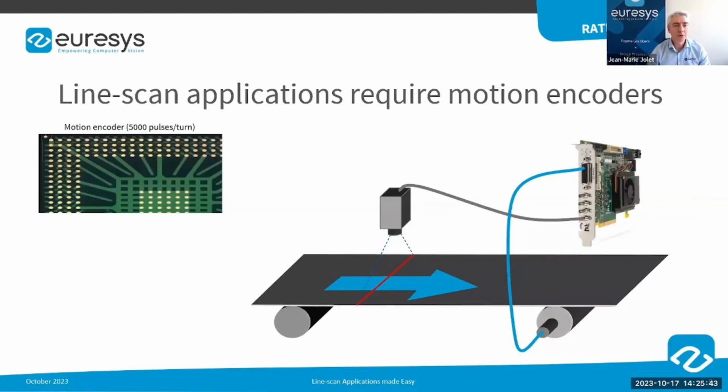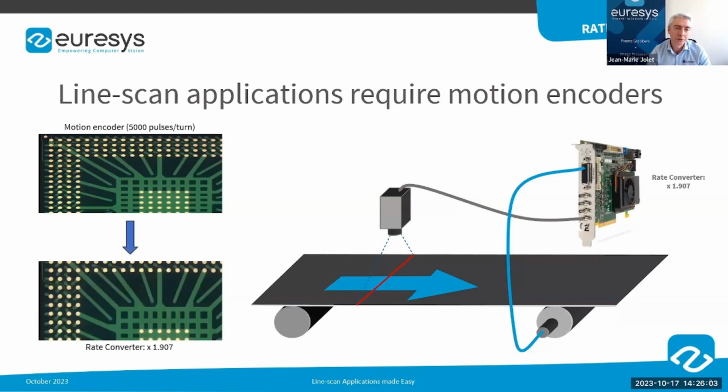Back to our example, the encoder that we have here provides 5,000 pulses per revolution, while 9,537 pulses are required to achieve square pixels. Then in this case, it means that we just need to configure the rate converter to multiply the encoder signal by 1.907. And that's it, the problem is solved. We get nice images featuring nice square pixels.